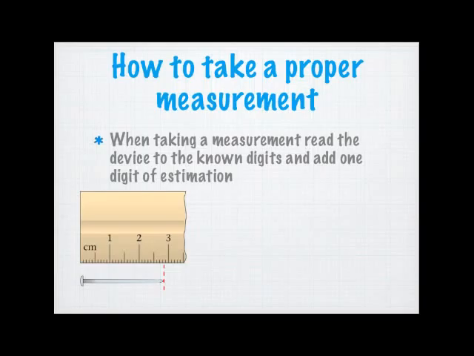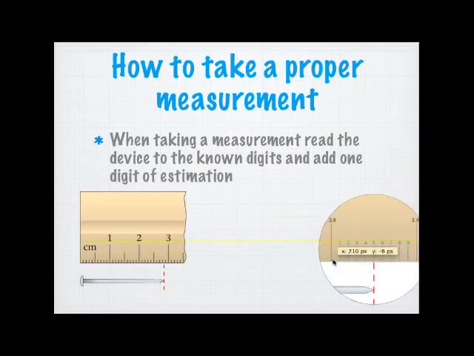When you're taking a measurement, if you remember from chapter 1, you read the device to the known digits, and then you estimate one more. You add one more digit past what you can read. In that picture, we see that the nail is definitely past 2.8 centimeters, just a little past 2.8. So if you were to write down the answer, you would say 2.8, but then you have to put one digit of estimation in, one more place. So 2.8 something.